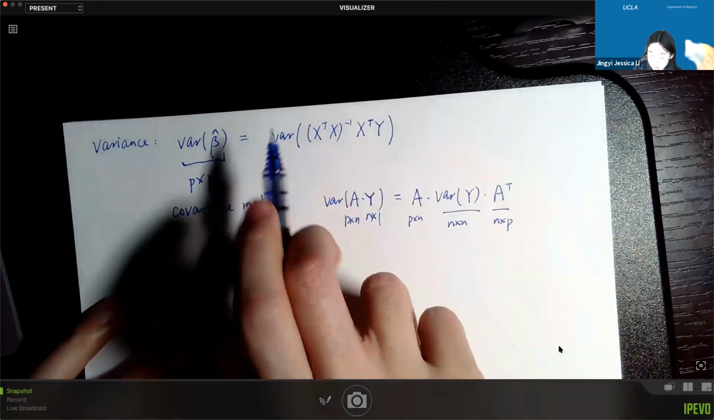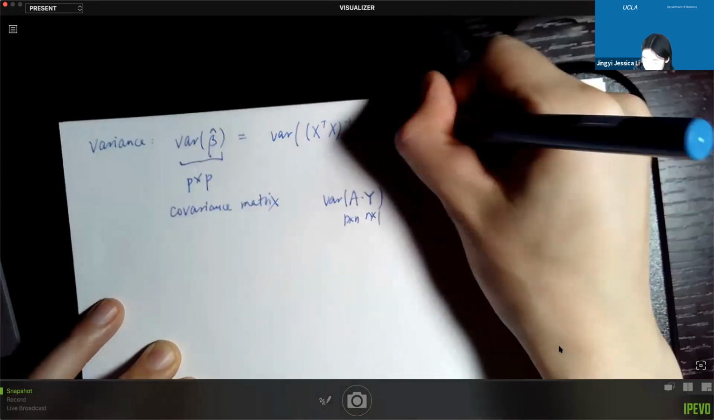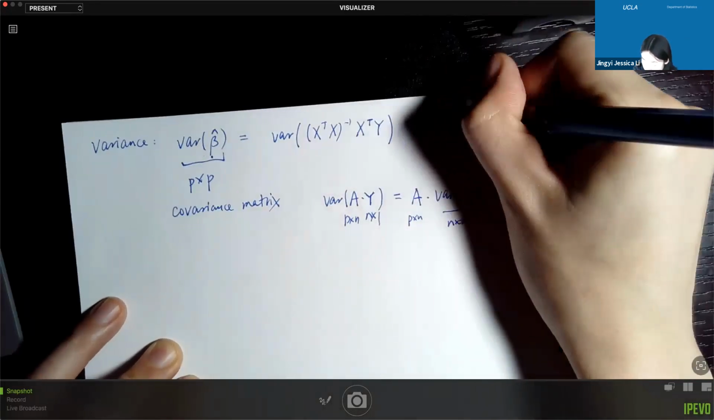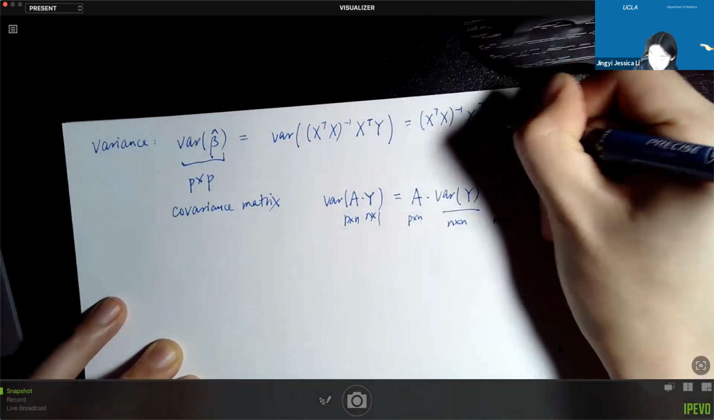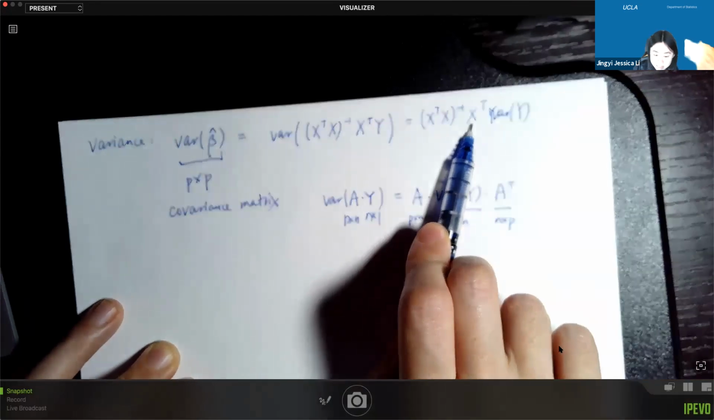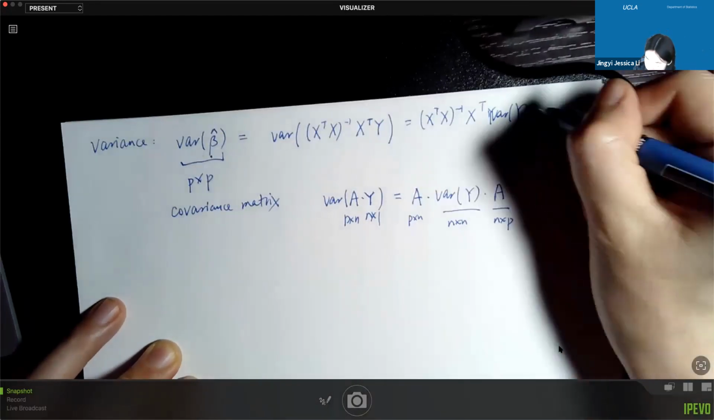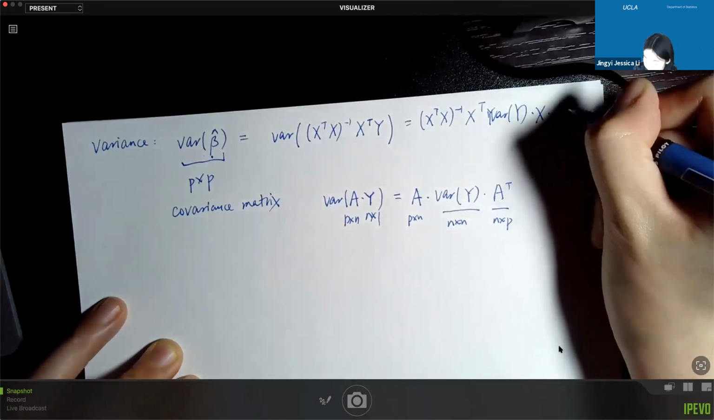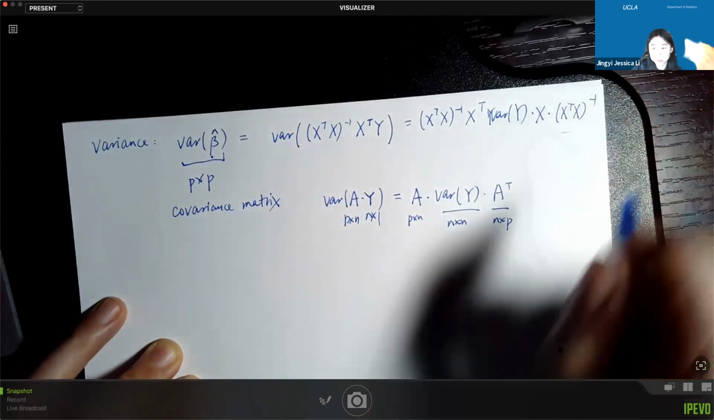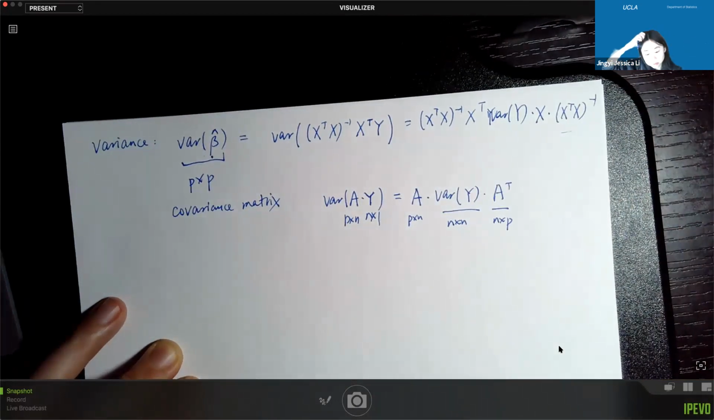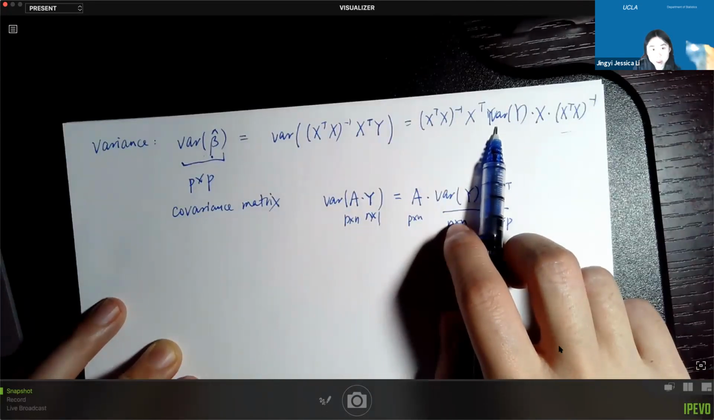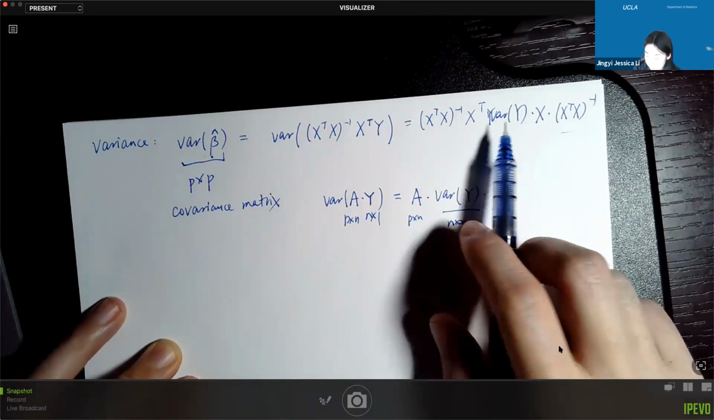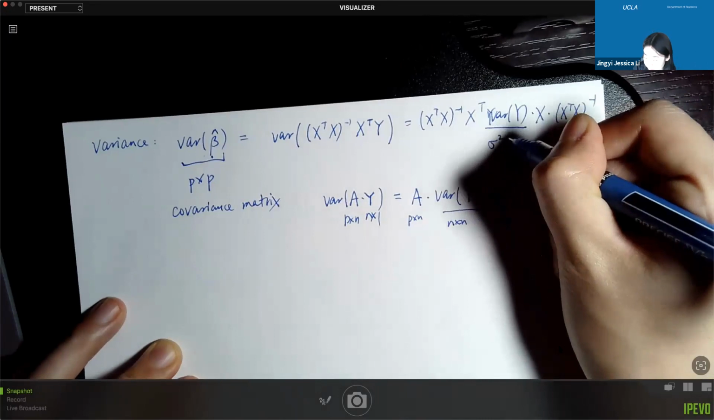Okay, so coming up here, we will have X transpose X inverse X transpose, times the variance of Y, times the transpose of the left-hand side, and that will give me X times X transpose X inverse, because this inverse is symmetric. And what is the variance of Y? Now that will help me a lot. We know every yi is independently normal with the same variance sigma squared. So we know this is equal to sigma squared times the identity.